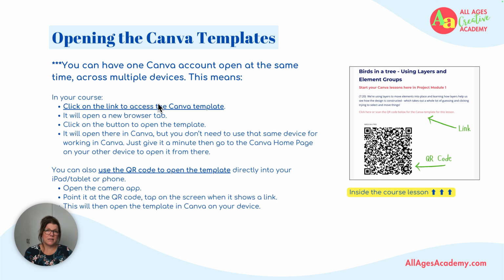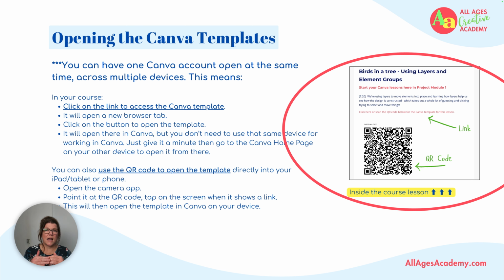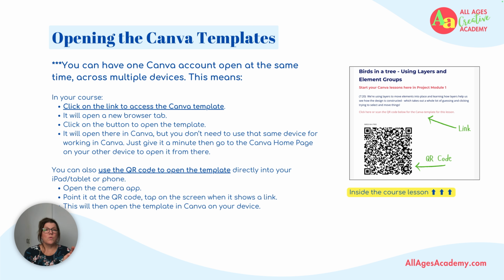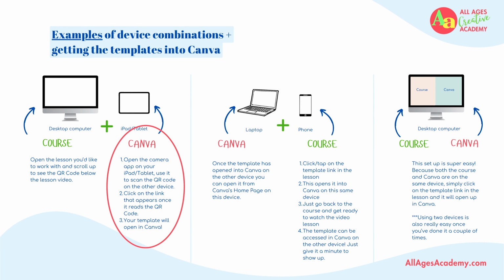The other way to access your templates from the course, and you can see over on the right, I've given you a screenshot. This is what it looks like underneath your video lesson. So in the course website, when you go to a lesson, you have the video at the top, and directly underneath that, you'll see this. This is for the birds in a tree lesson for Kids Get Creative with Canva. You have a little explanation of what's covered in the lesson, and you have a link. Underneath that, though, is a QR code. If you're working in Canva on an iPad, you can open your camera app, scan the QR code. When the link shows up in the camera app, you can tap on that, and that will open into Canva on your device.